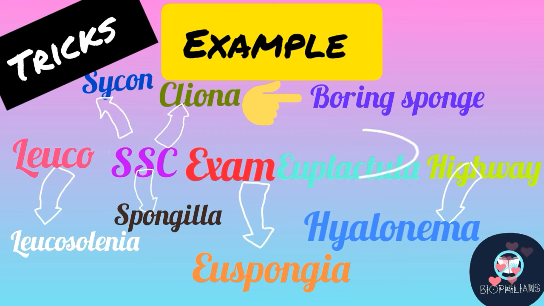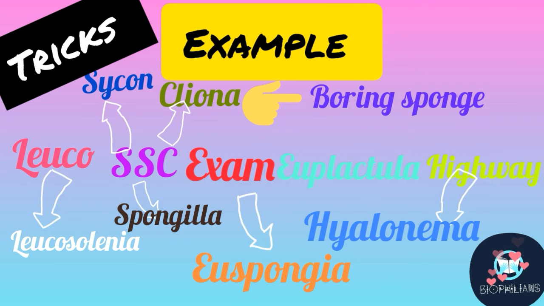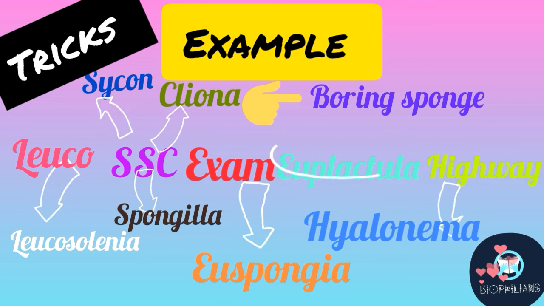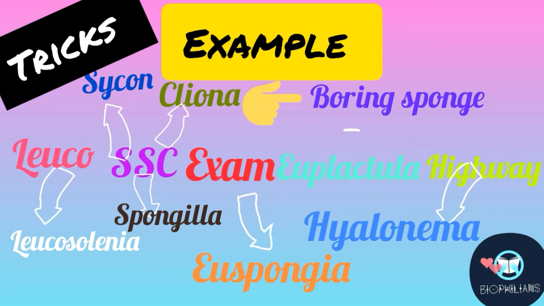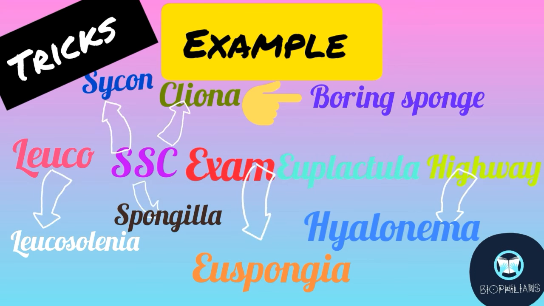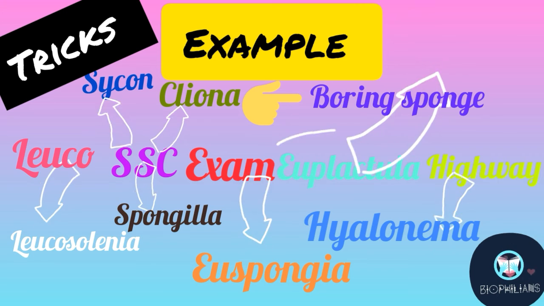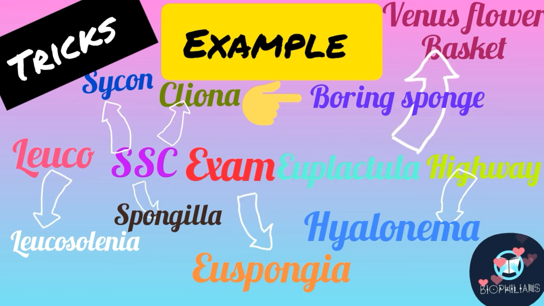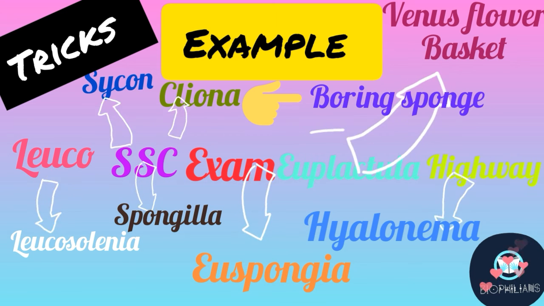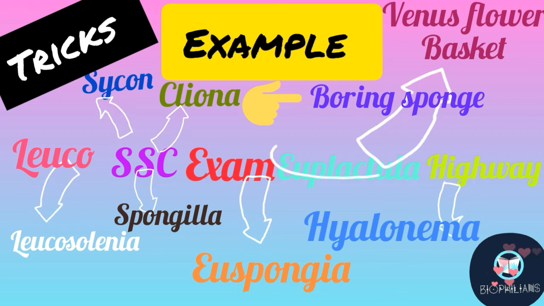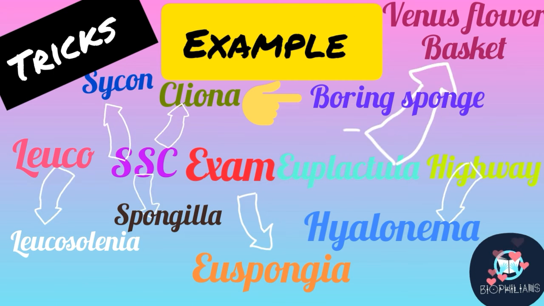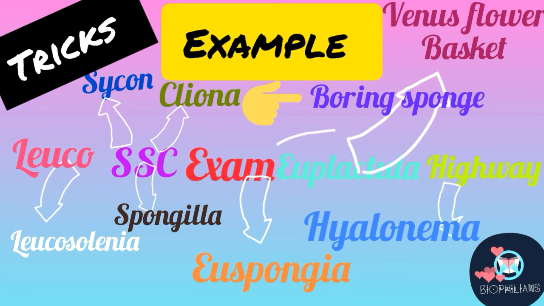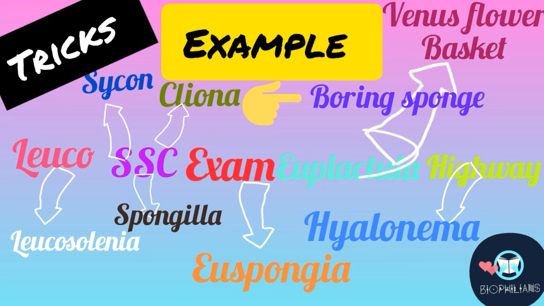Where is it going to be held? Euplectella Highway. Euplectella itself is an example, and highway stands for Hyalonema. Euplectella's common name is Venus flower basket. You know, Euplectella is a symbol of union till death in Japan because it lives in a commensal relationship with some shrimps.